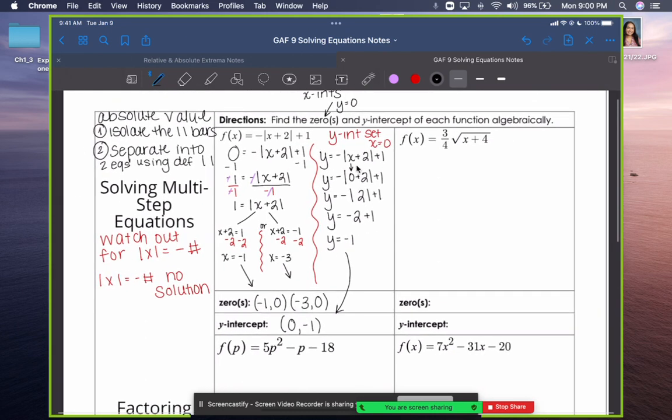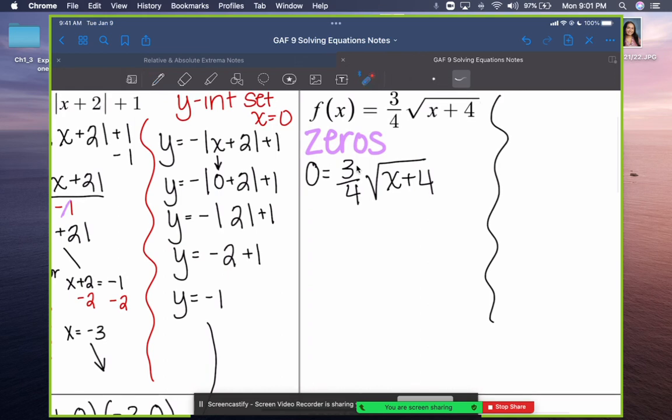Okay. So moving on to our next function, we have f of x equals 3/4 square root of x plus 4. Okay, we want to find the zeros. We're going to start with the zeros. Reminder that that is also the x-intercept, so we're going to set y equal to 0. So 0 equals 3/4 square root of x plus 4. Okay, we're going to, of course, want to get rid of any outside values.